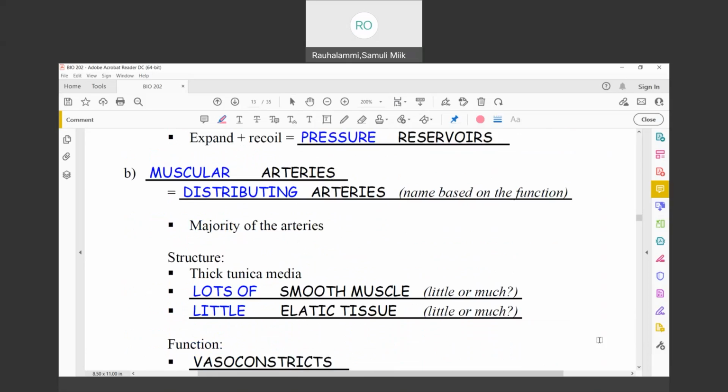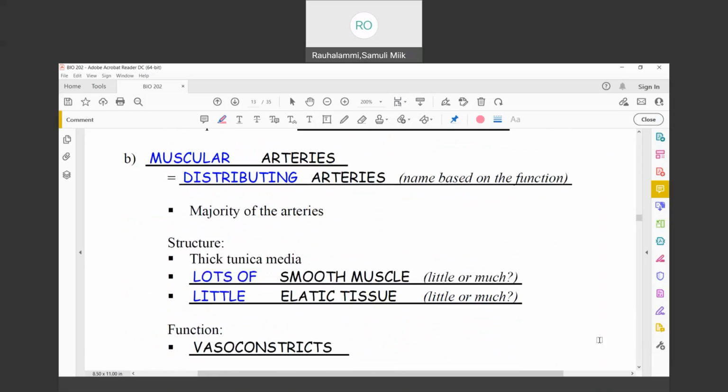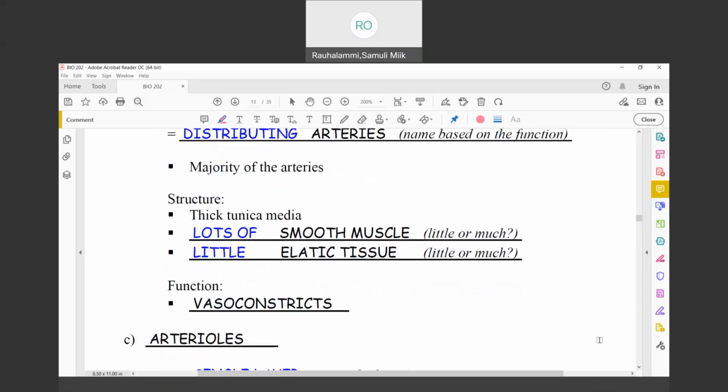Muscular arteries instead were known as distributing arteries. So this is the majority of the arteries that we see. We have lots of smooth muscle within these thick tunica media and less so elastic tissue. So these muscular distributing arteries really play a role in choosing where the blood goes to, so doing vasoconstriction, directing the blood where it's needed.